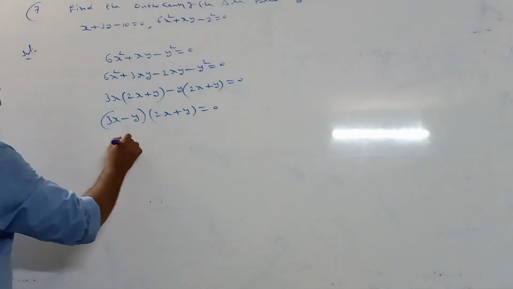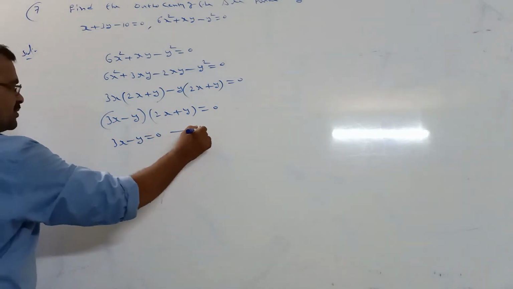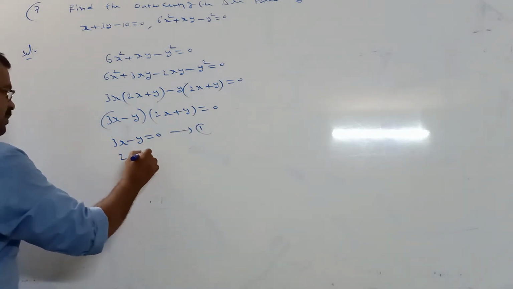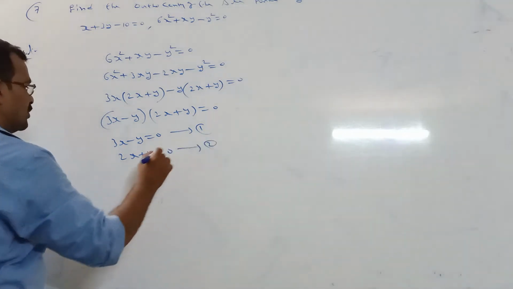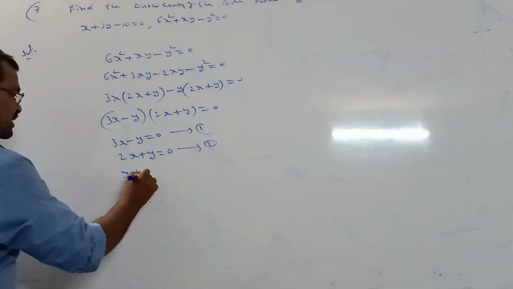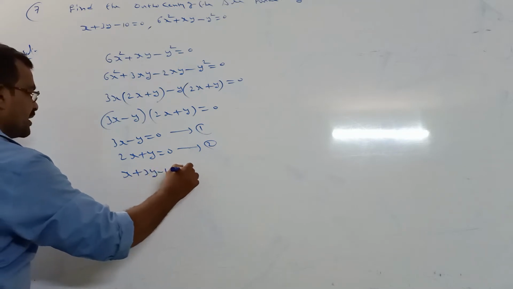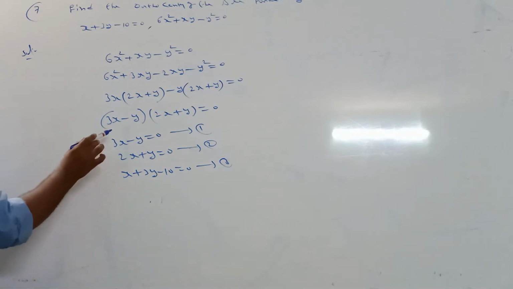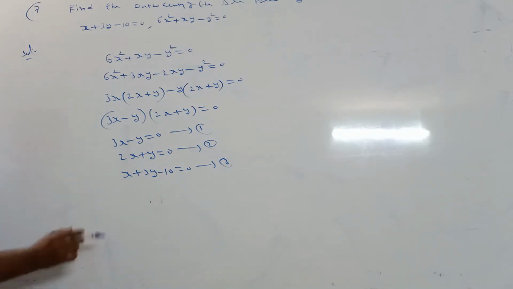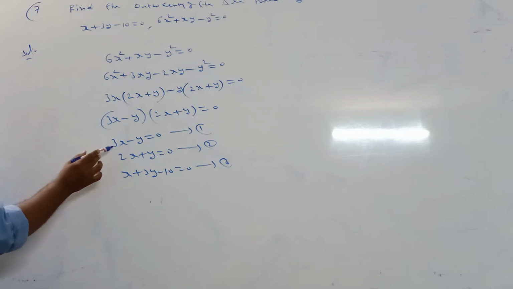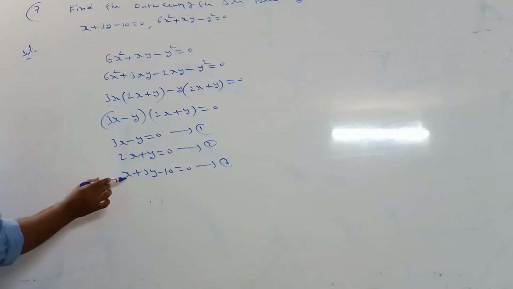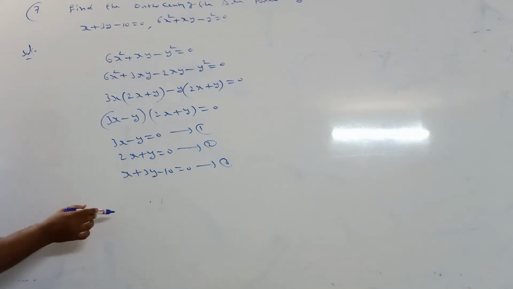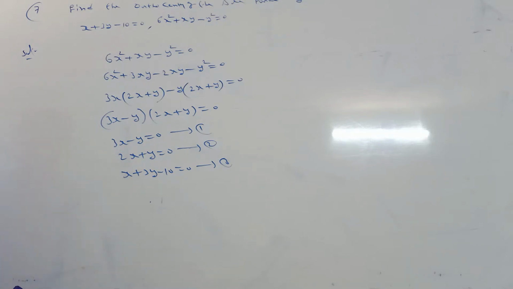So here take separately 3x minus y equal to 0 and 2x plus y equal to 0. 1, 2. The given line is x plus 3y minus 10 equal to 0. This is given. Here see, 1 and 3 are perpendicular lines. Why? Because slope of one, you apply the formula minus a by b. Slope of the line 1 is 3, slope of the line 3 is minus 1 by 3. m1 into m2 equal to minus 1. Clearly 1 and 3 are the perpendicular lines.